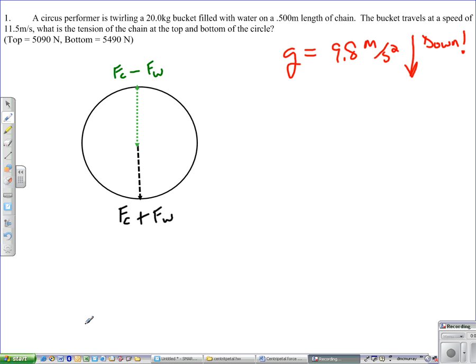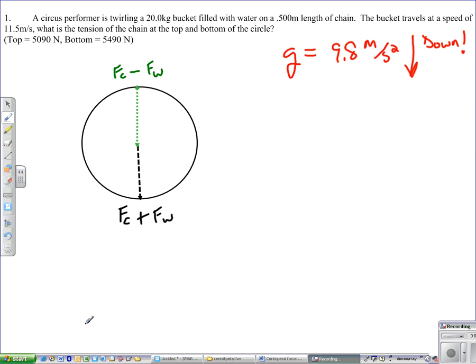Well, we have two different situations we have to consider: the top and the bottom of the circle that this bucket is getting twirled in. Now we have gravity, which is shown in the upper right-hand corner as 9.8. We often show that as negative 9.8 because it's directed downward. Since it's directed downward, and look at my black arrow at the bottom of the circle, it's also directed downward. So when they're in the same direction, we would add those two things.